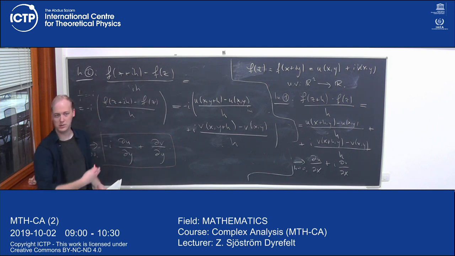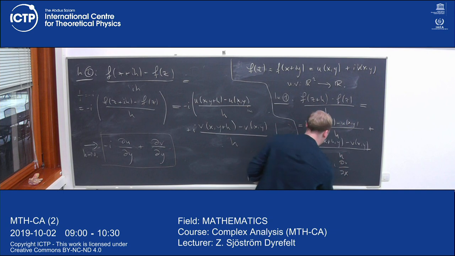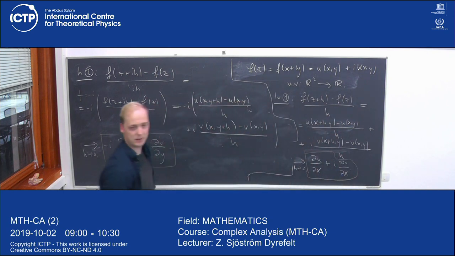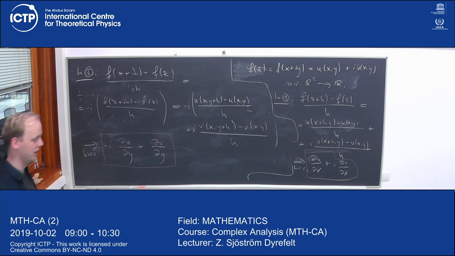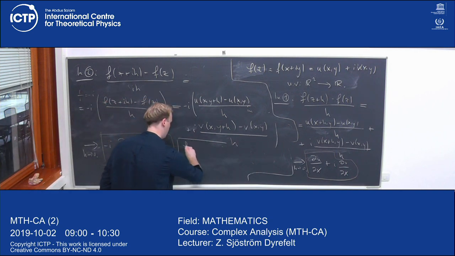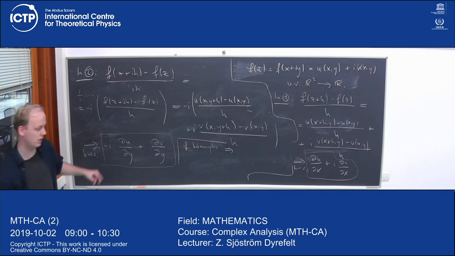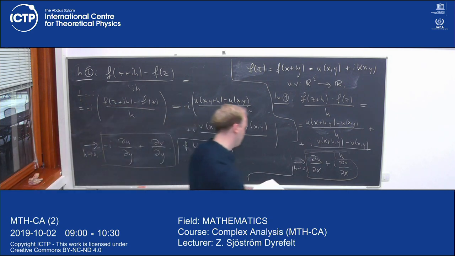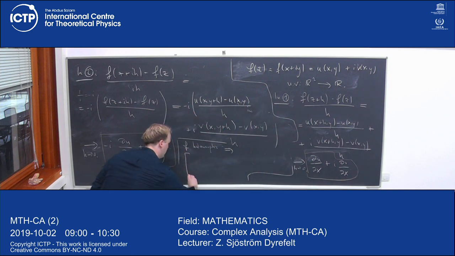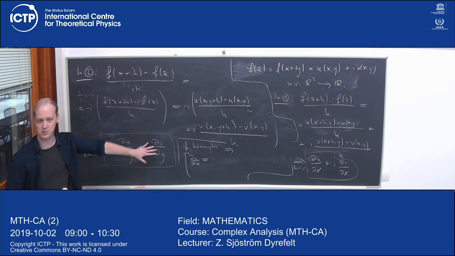If you approach it from above, so to speak, from the imaginary direction, the limit is this. If you approach it from the real direction, the limit is this. And so, by definition of being holomorphic, the limit when you approach it from any direction has to be the same. So f holomorphic implies that these two things have to be equal. When two complex numbers are equal, it means that their real parts have to be equal and their imaginary parts have to be equal. So the real part here is partial u partial x, and this should be equal to the real part here, partial v partial y.